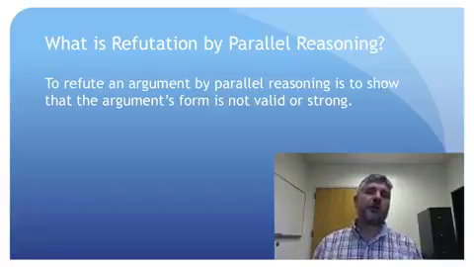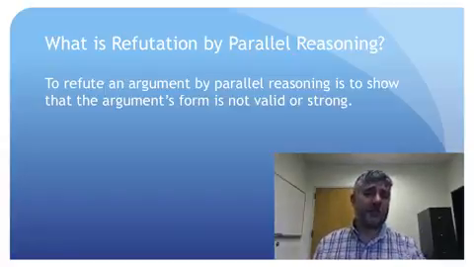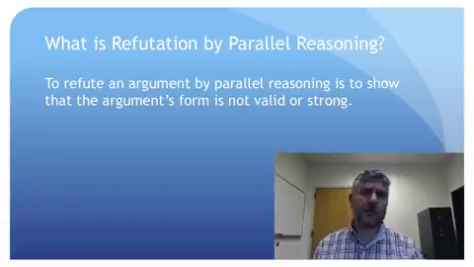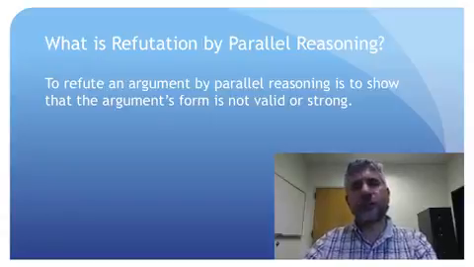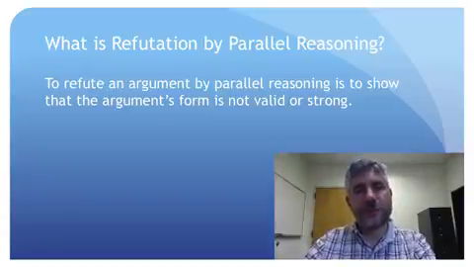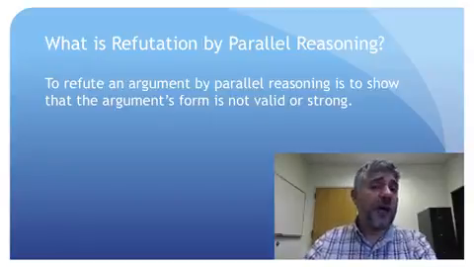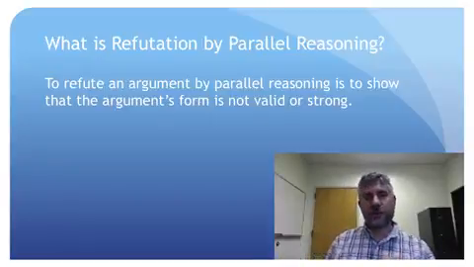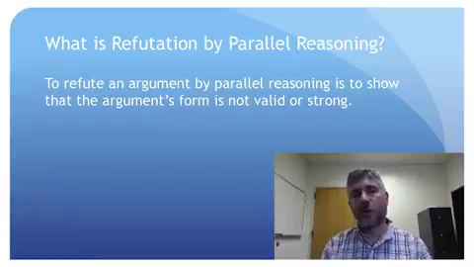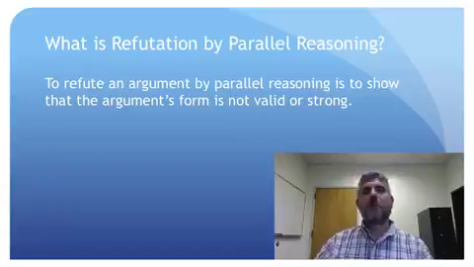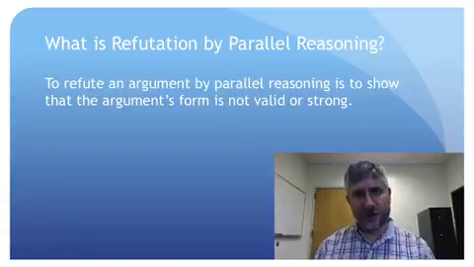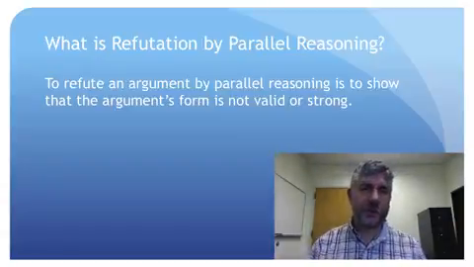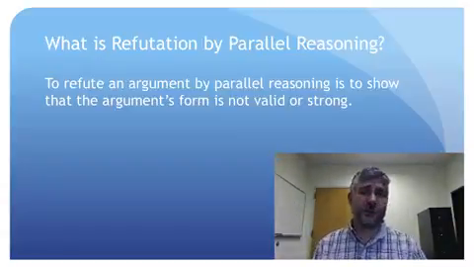But sometimes an argument is a fallacy even though it doesn't fit into any of the categories of fallacy that we've described up until now. But you can still show it's a fallacy, and the way you do that is to refute it by parallel reasoning. And the way you do that is by finding another argument that has exactly the same form as the first argument, but the other argument is clearly a fallacy. So if the second argument is clearly a fallacy, and it has the same form as the first argument, then the first argument must also be a fallacy.